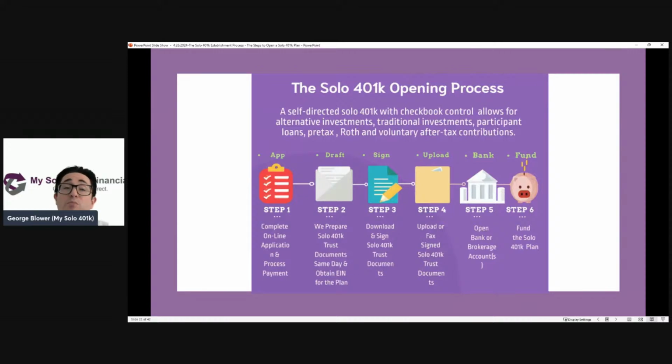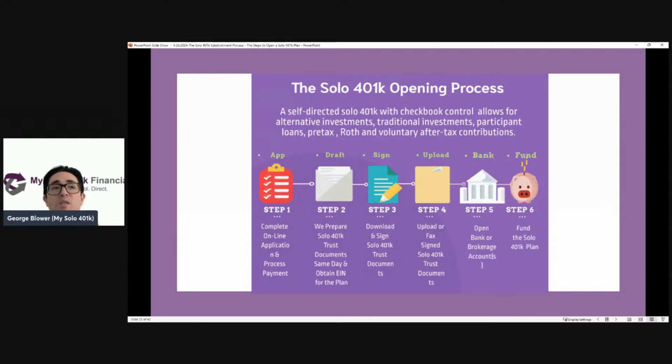So now let's turn to the process, right? What are the mechanical steps, A to Z? So step one, of course, is completing our online application and processing payment. If you go to mysolo401k.net and click on open account, you can easily find the application for the solo 401k. It's just 10 simple questions, just takes a minute to complete. We're just gathering the information that's needed to be able to draft the solo 401k plan documents specifically for your business, right? We have an IRS approved plan. We use our IRS approved plan documents to create a solo 401k specifically for your business.